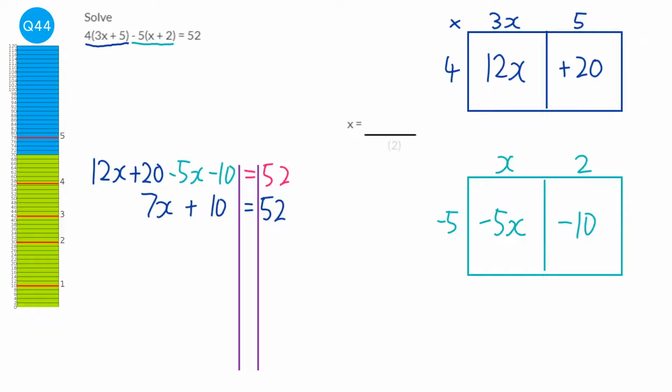Okay, now we need to get rid of the plus 10. So we'll take away 10 both sides. So we've got 7x equals 42. And then we need to get rid of the times 7, so we're going to divide 7 both sides. So x equals 6.